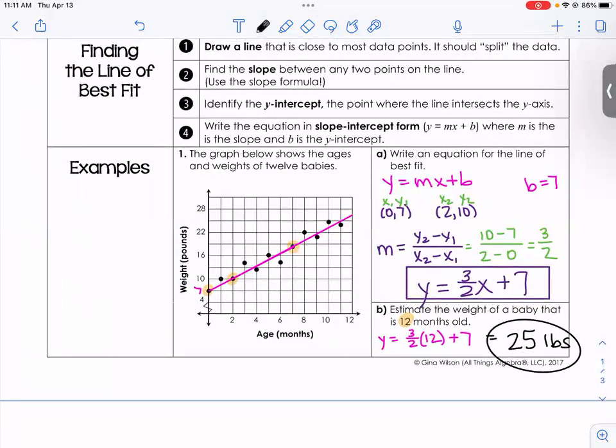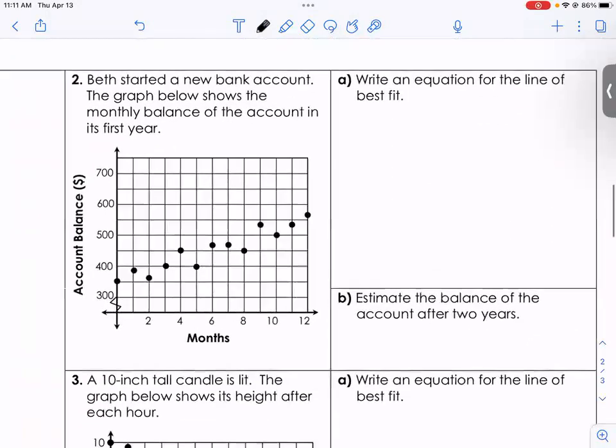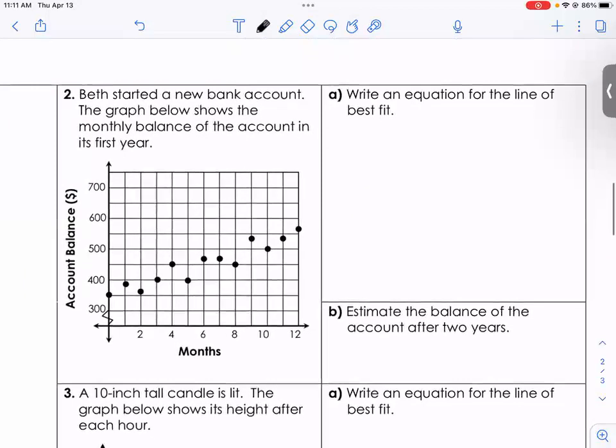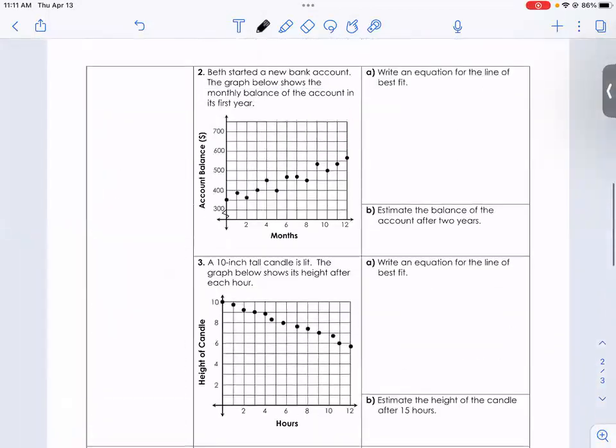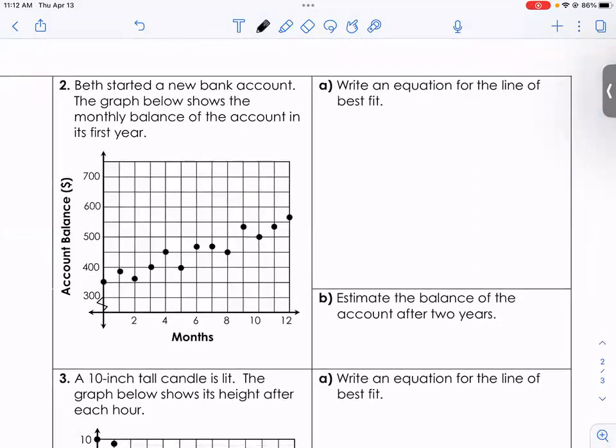Okay, should we try this again? All right, let's go to number 2. Let's go to number 2.